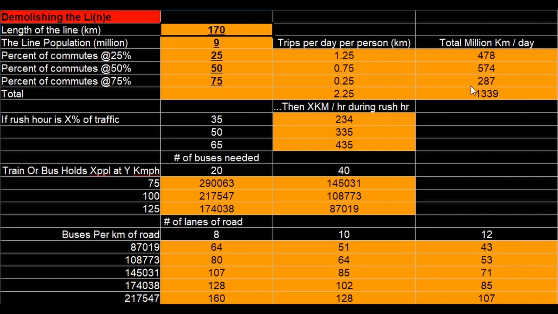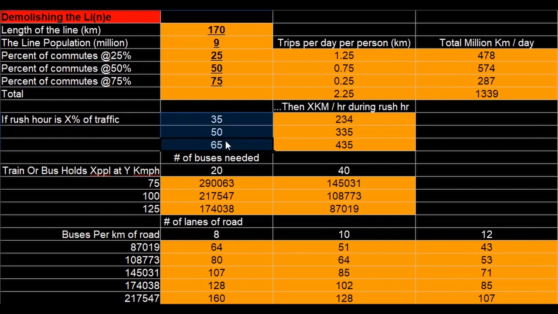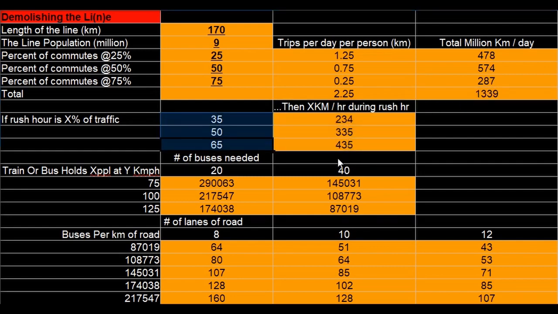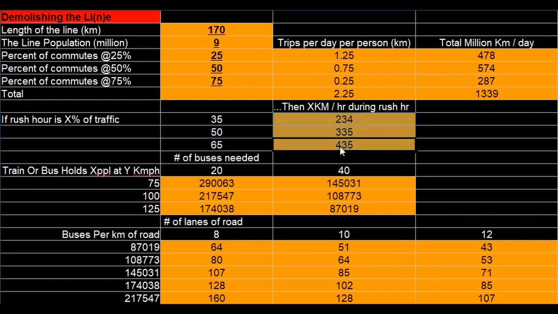So just think of how busy this road is going to be. That's the problem. All of those trips stacked across that single road. So let's move further. If rush hour is X% of traffic, we have a range right here. Then X kilometers per hour during rush hour, you just take this number, multiply by these figures, you get this kilometers per hour during rush hour.